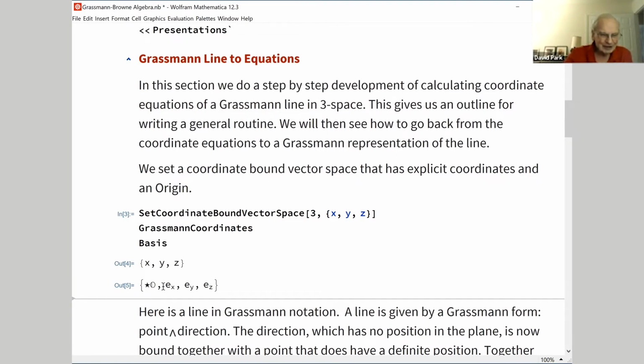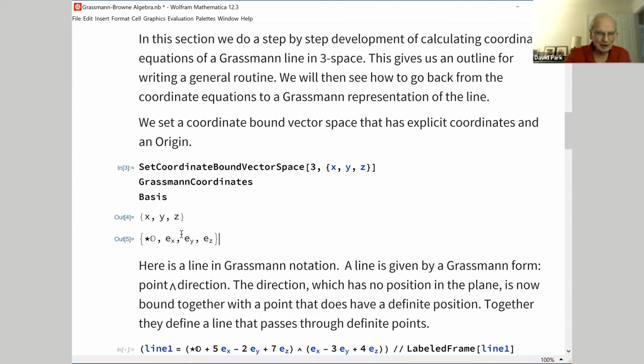The first ones are kind of expected: e sub x, e sub y, e sub z. But the first one is what's called an origin. It's a reference point. It's like a stake in the ground. And that allows us to have explicit points that are part of the algebra. We don't just say this list of three things is a point, and this list of three things is a direction. It's in the algebra, and you can identify them.